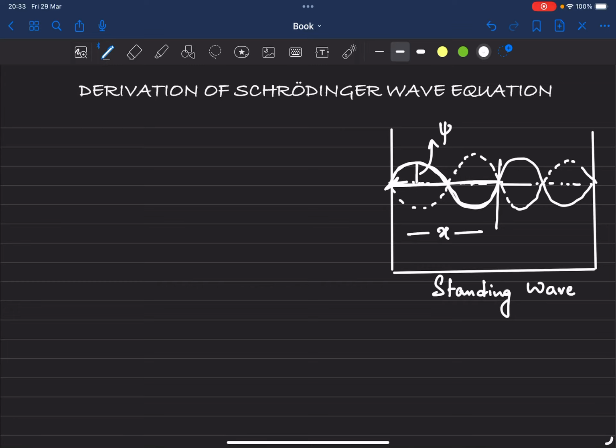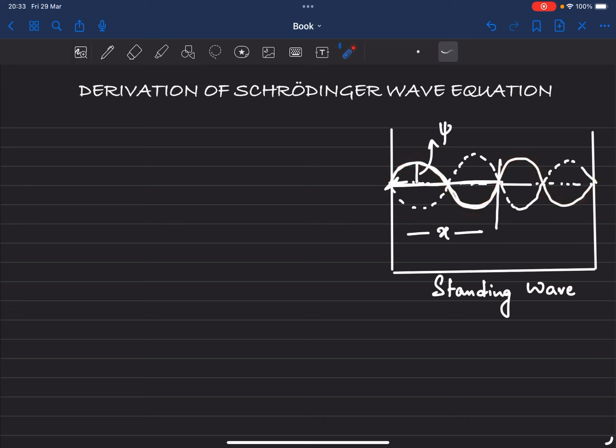In today's class, we will understand how we can derive the Schrödinger wave equation. In the previous lecture, you must have remembered that we discussed that the electron has wave nature, and as a wave system, it is basically a standing wave or a stationary wave system. So let us consider this electron wave propagating in space like this.